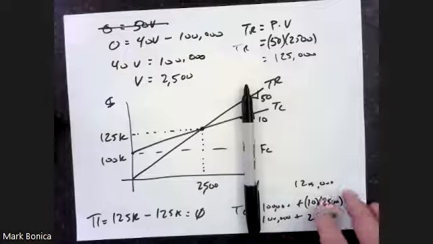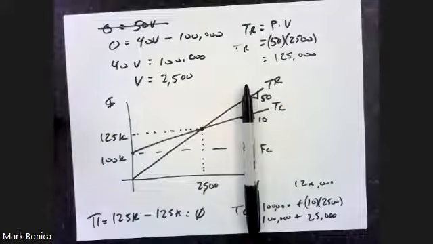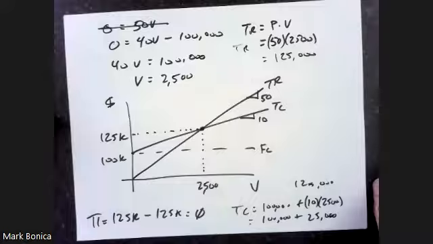A volume of 10,000. So we know from the graph that we're out here someplace, right? Which means that total revenue is greater than total cost. We're going to have a profit. I'm just wondering how much it is.